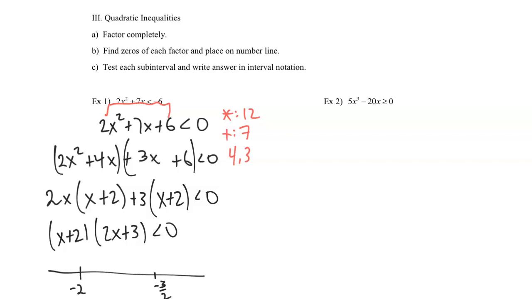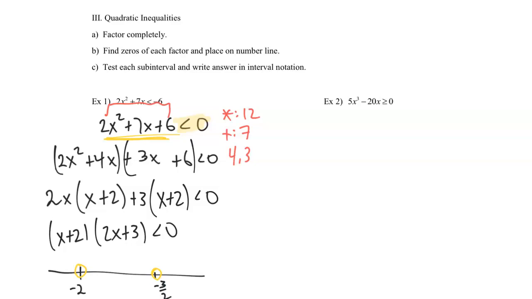Now, looking back at the inequality, because we are looking for numbers that are less than 0, not less than or equal to 0, these numbers are going to be open on our number line, meaning they are not going to be included in our answer. And so that's why I draw the open circles over my zeros there, -2 and -3/2. Those numbers are going to make this quadratic equal to 0. They are not going to make it less than 0. And so that's why they are not included in the answer.